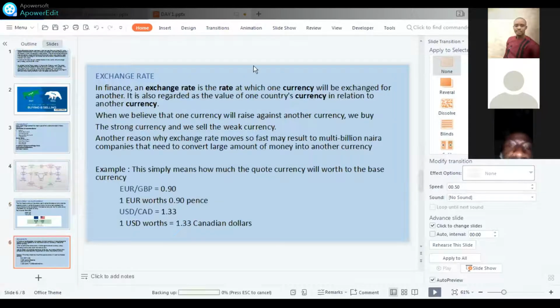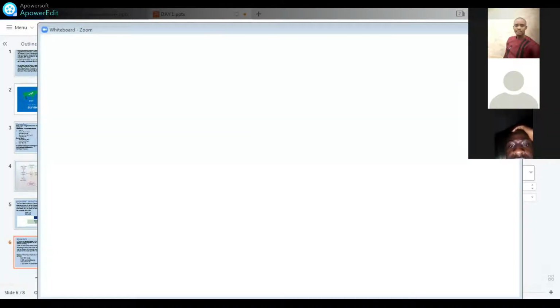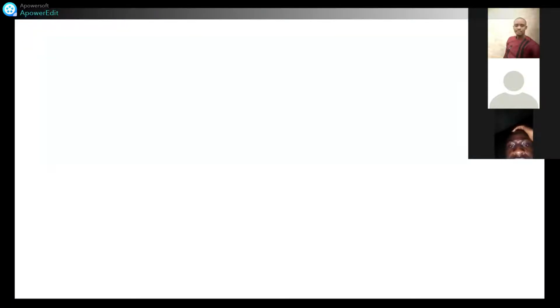Now, let's go to exchange rates. Exchange rate is the rate at which one currency will be exchanged for another. Now, if you look at it, I have Euro GBP. Let's go to my board. Right here on my board.